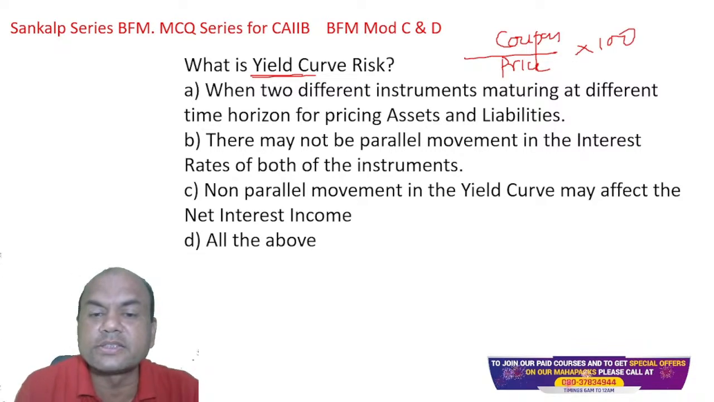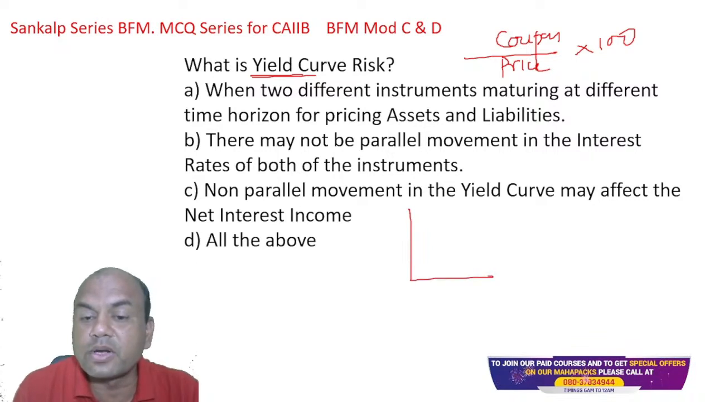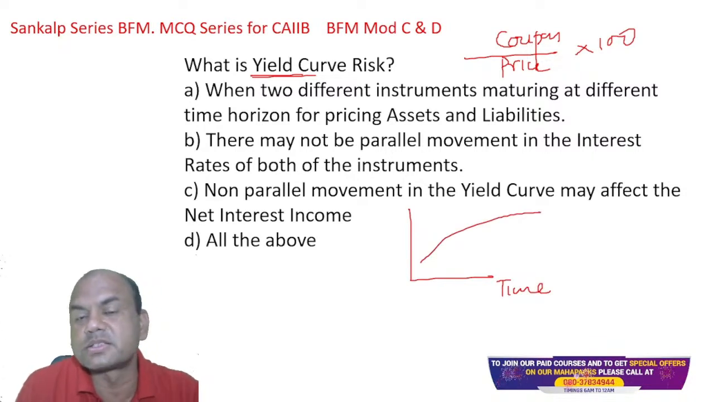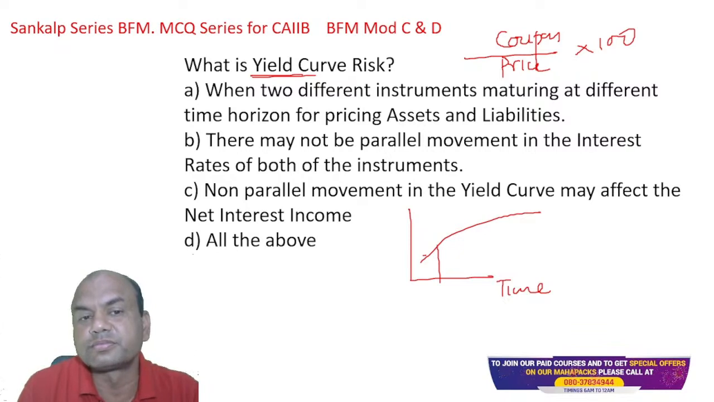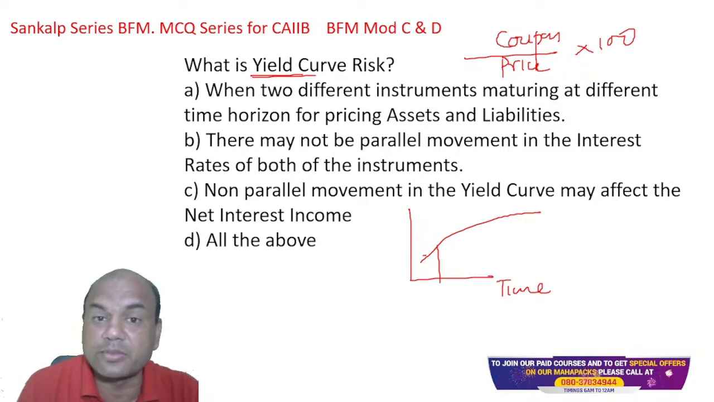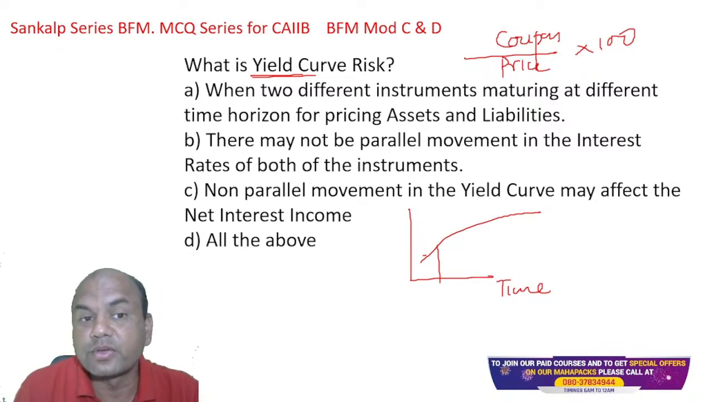When I plot this yield for various maturities, here this is time, okay? Various maturities I plotted. So if I plot it for various maturities, then the curve which I get is known as the yield curve. So when two different instruments, maturing at different time horizons for pricing assets and liabilities, that is basically yield curve risk. So A is right.